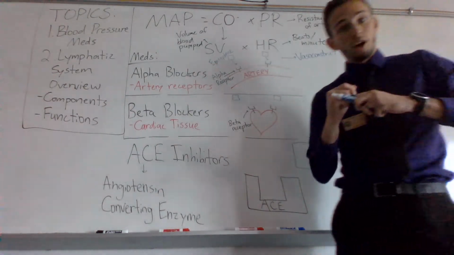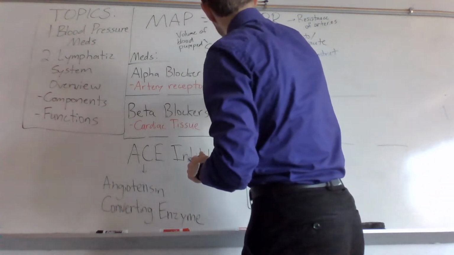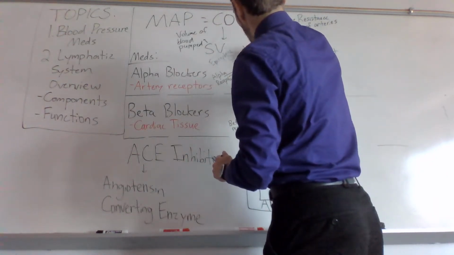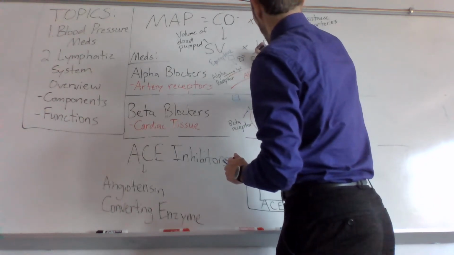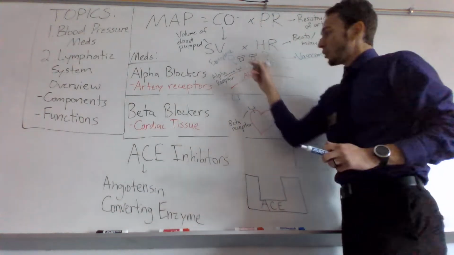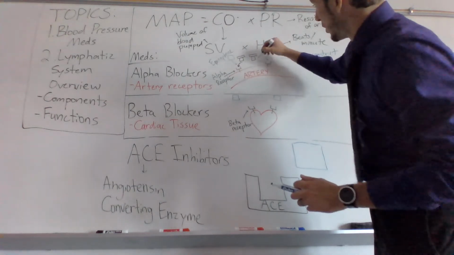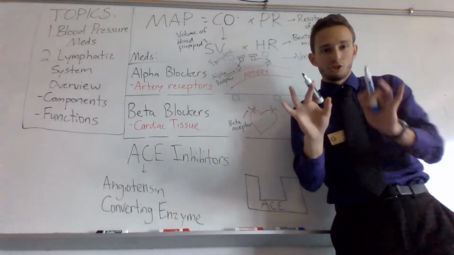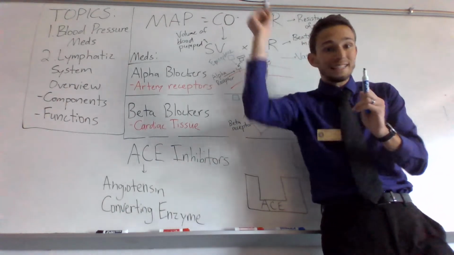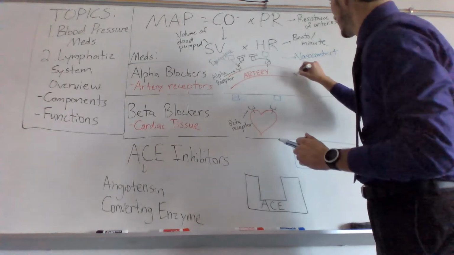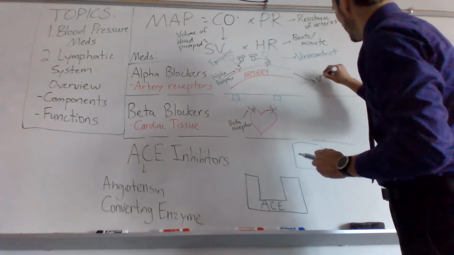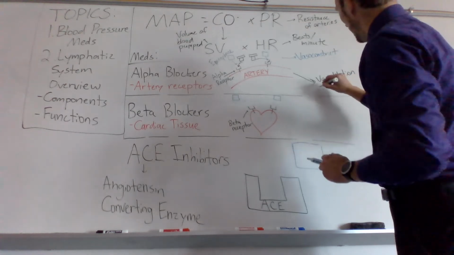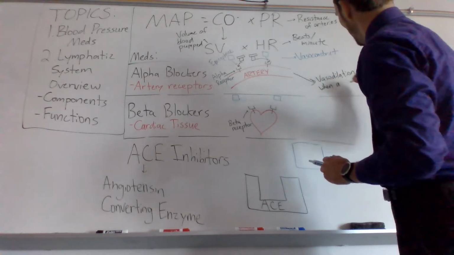So we have drugs that will look something like this. They'll have like a square portion to bind, but then they're going to block those receptors. So they'll look something like this. And they are going to bind to these receptors, which disallows epinephrine from binding. Okay, so if we're blocking these receptors, we're not letting epinephrine bind. Well, guess what? That's going to cause vasodilation when the meds block alpha receptors.